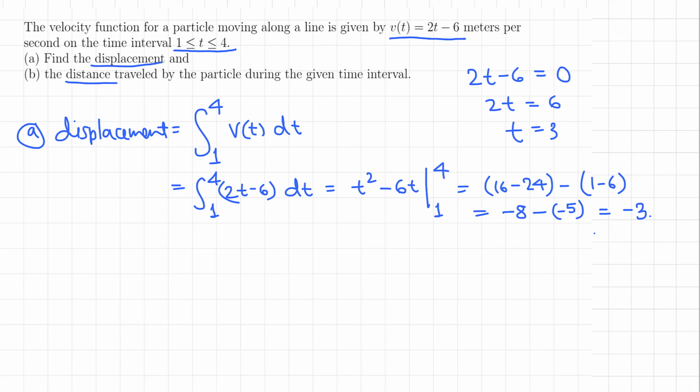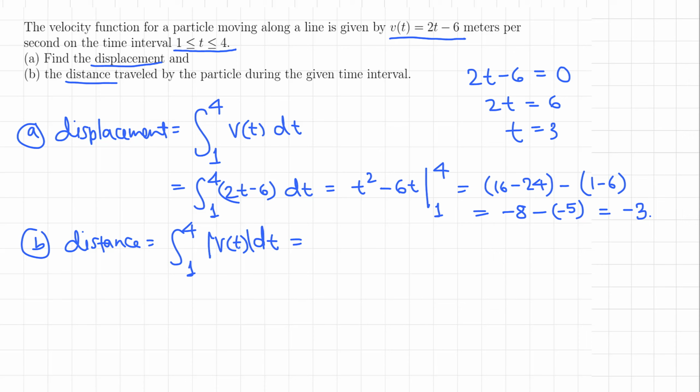So that's the displacement. Now the distance traveled is 1 through 4, but we need to take the absolute value because, whether left or right, we still want the distance to be positive. So the absolute value of the velocity, dt.